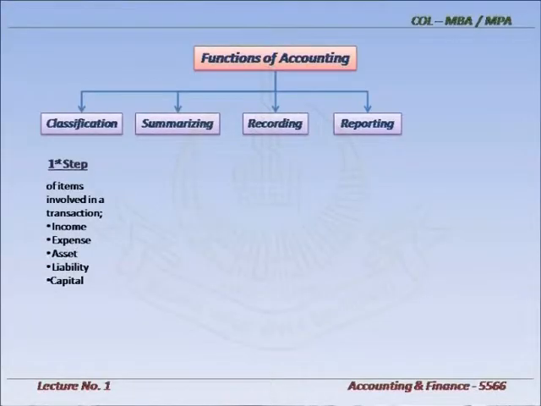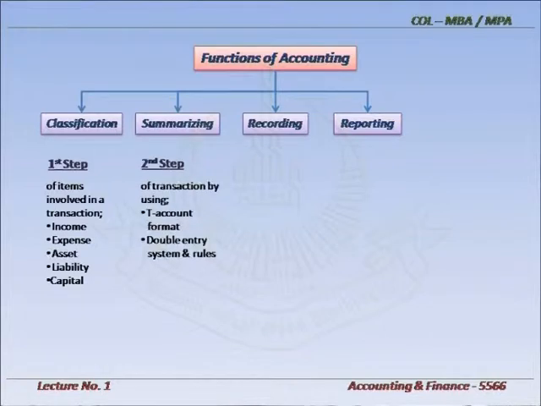The second step is summarizing. In this step, instead of narrative recording of a transaction, we use the double entry rules, double entry system, and account format to summarize the transaction detail. Double entry rules, system, and account format will be discussed in the next lecture.